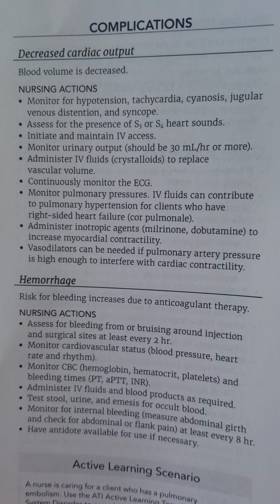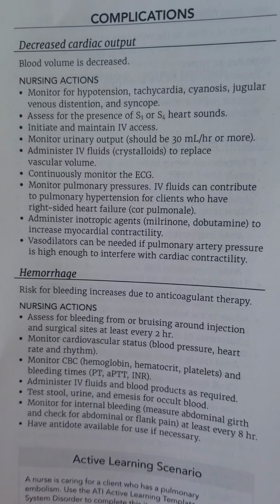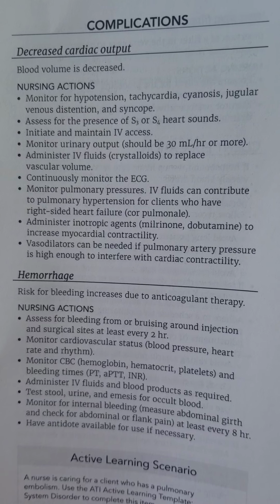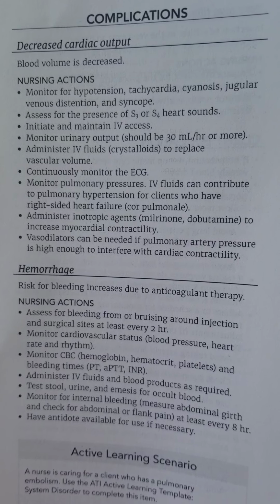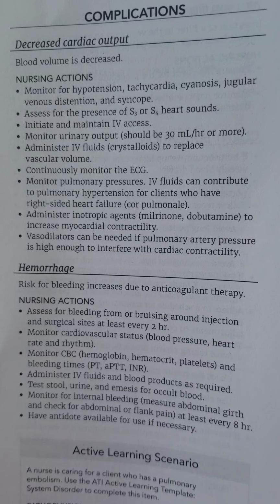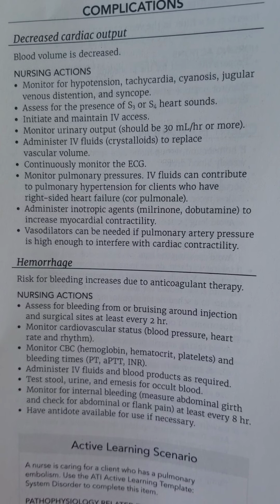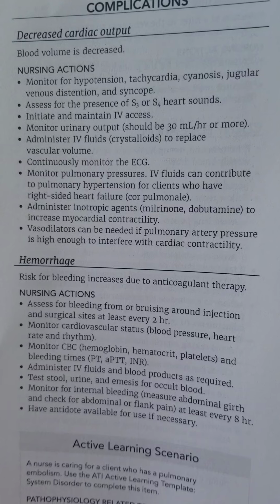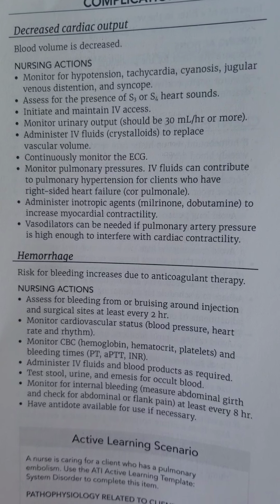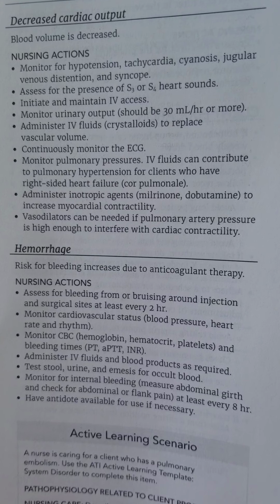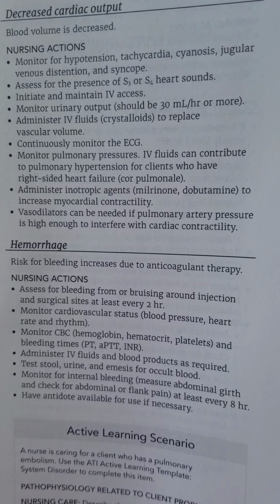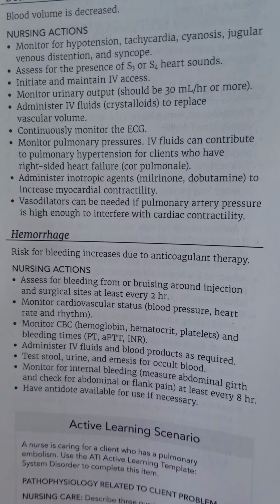Initiate and maintain IV access. Monitor urinary output, which should be at least 30 milliliters per hour or more. Administer IV fluids, crystalloids, to replace vascular volume. Continuously monitor the ECG. Monitor pulmonary pressures. IV fluids can contribute to pulmonary hypertension for clients who have right-sided heart failure, cor pulmonale.